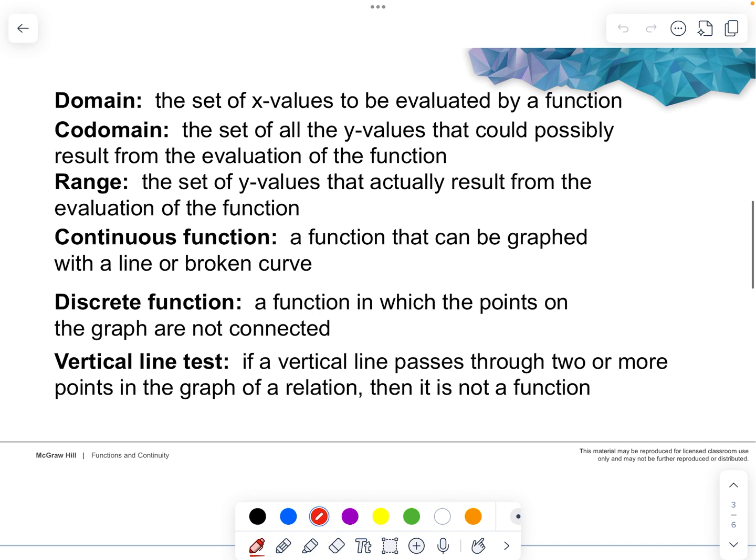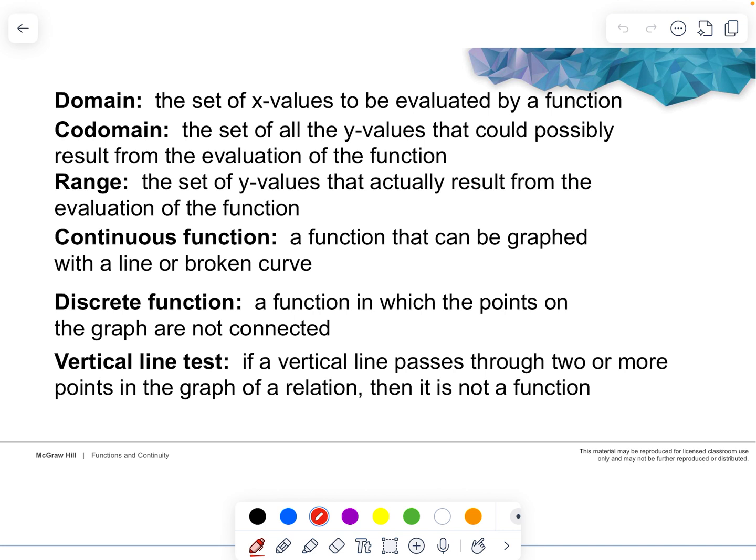We do have a good bit of vocabulary, so you will need to record this in your notebook. Domain, the set of x values to be evaluated by a function. Codomain, the set of all the y values that could possibly result from the evaluation of the function. Range, the set of y values that actually result from the evaluation of the function.